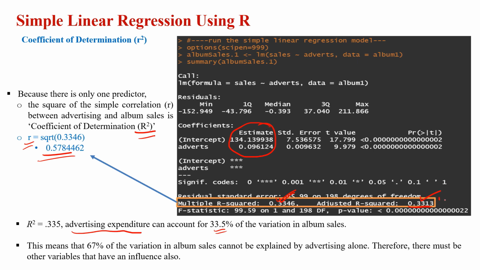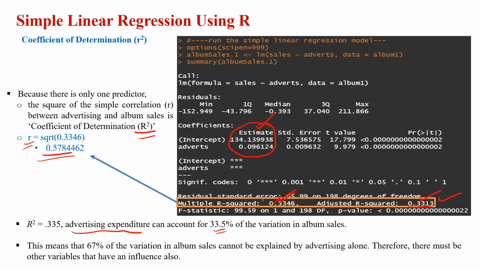So how can we interpret it? That 33% of the variation in the album sale can be explained by the advertisement budget. Now, because these are descriptive values, we want to perform the inferential analysis to find out whether this relationship between the sales and the advertisement is significant or not.